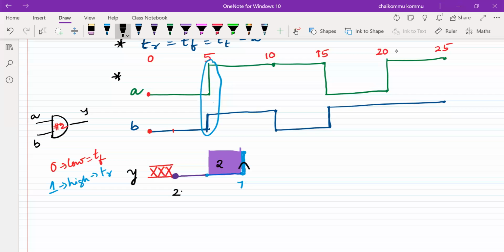Okay. Now what is the next one? So it keeps on going at the high value. But here at 10 nanoseconds, you can see there is a change, right? At this change, A is equal to 1, but B is equal to 0. That means the output has to go to 0. 0 means what? Low value. Low value means T fall. So for fall also, since we have taken only one delay, fall will also be 2. So it has to wait for 2 nanoseconds. That means up to 12 nanoseconds, it will be there.